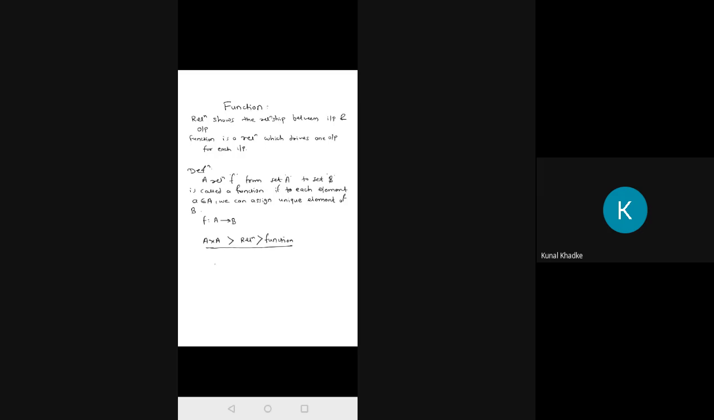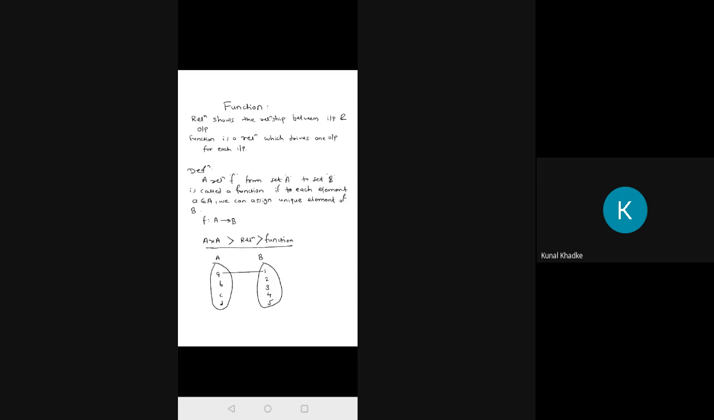So what they are saying: set A, set B. Suppose we have elements here A, B, C, D and 1, 2, 3, 4, 5. These are two sets. So try to apply the definition. What it says: a relation f from set A to set B is called a function if to each element a belonging to A, we can assign a unique element of B. A unique element of B we can assign.